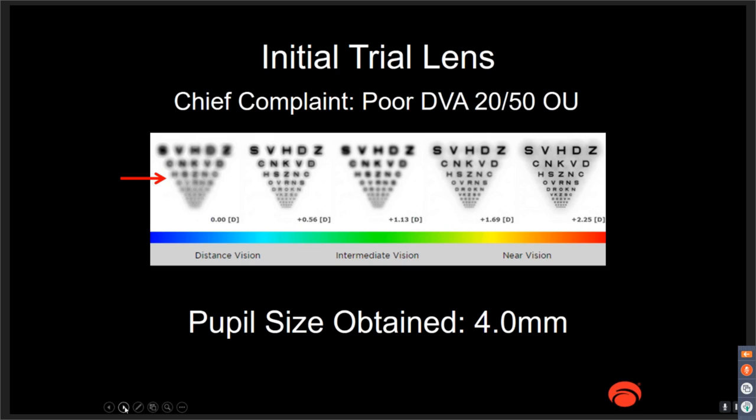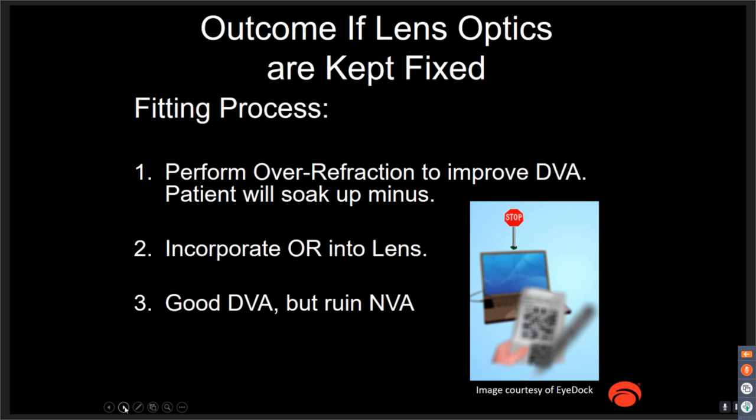So in a fixed design, what can you change? Well, you can't change the size, you can't change the design, you can't change the annulars, you can't change really anything but power. So you do an over-refraction, and always the concern when you're doing an over-refraction with multifocals is that the patient starts sucking up a lot of minus. Well, what you're really doing is neutralizing the reading area.